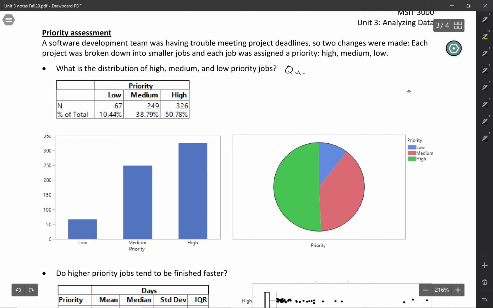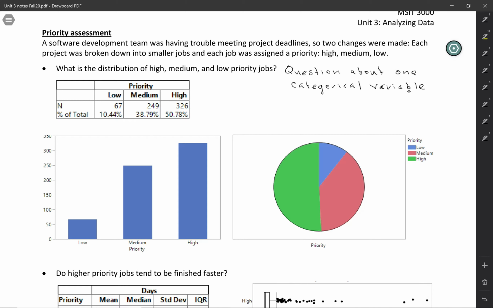So this is a question about one categorical variable. And it can be a little bit confusing because there are more than one category, of course. Any categorical variable is going to have more than one category. But really, we're only asking about one thing, priority, and then it has three categories, high, medium, and low.